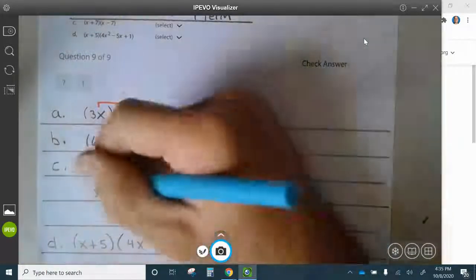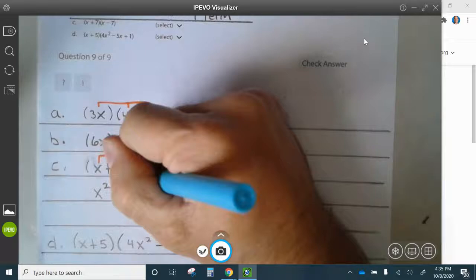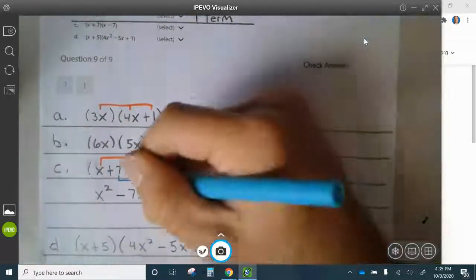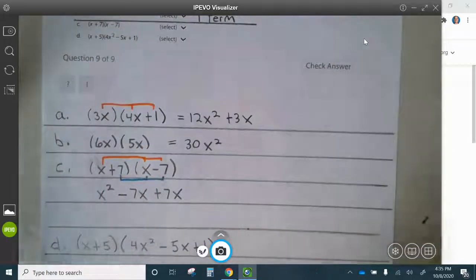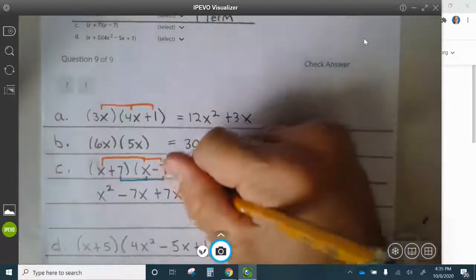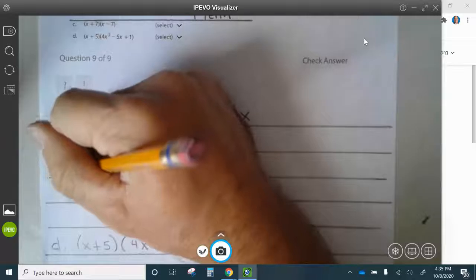Now, we need to combine like terms before we know how many terms. Well, the negative 7x and 7x, they cancel. So you're left with x squared minus 49. So in this case, you'll have 2 terms.